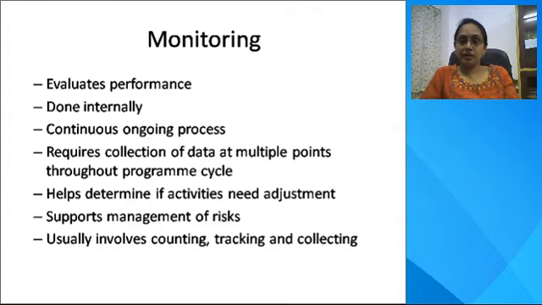If I take a more common example, I wanted an increase in the number of vaccinations, the polio vaccinations, so have the numbers actually gone up? If I'm looking at hand washing, are people using the right technique of hand washing? So it involves counting, tracking and collecting data at regular intervals of time. So this is monitoring.